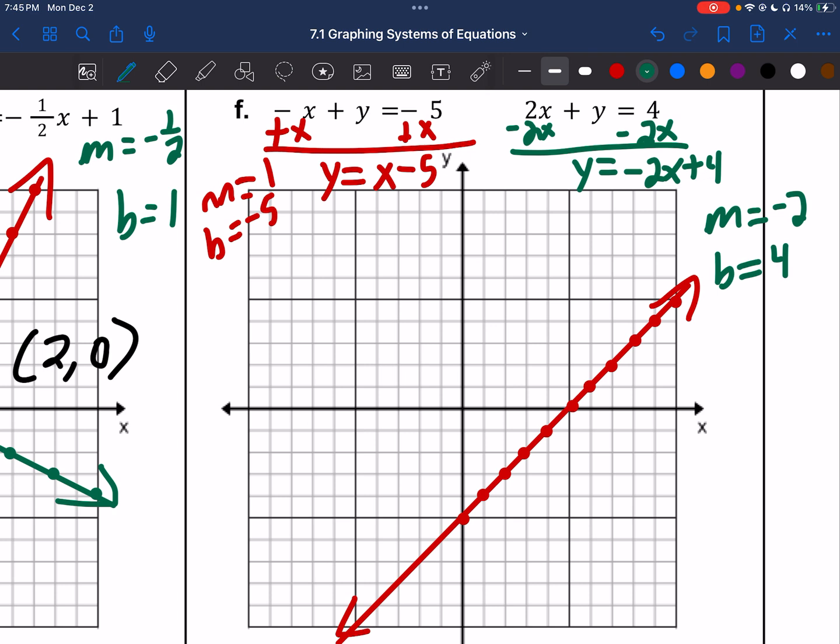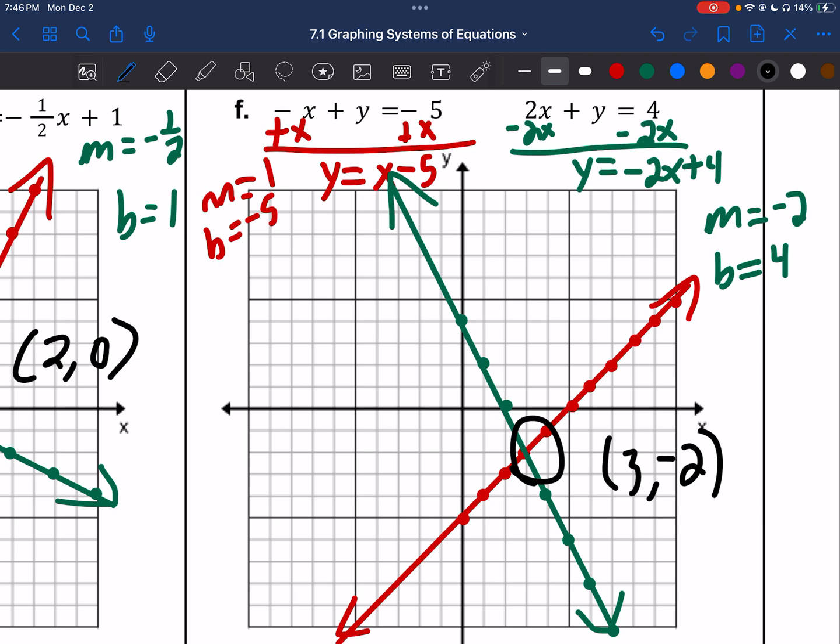And our second one starts off at 4 on the y-axis, and it has a negative 2 slope, so we're going down 2 and to the right 1 with each step. Okay, down 2, right 1, down 2, right 1, down 2, right 1, down 2, right 1. And I connect my dots. And I have my line. And my point is where I intersect, and that is at 3, negative 2.